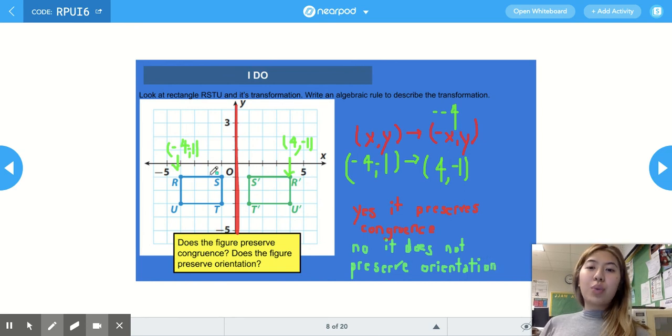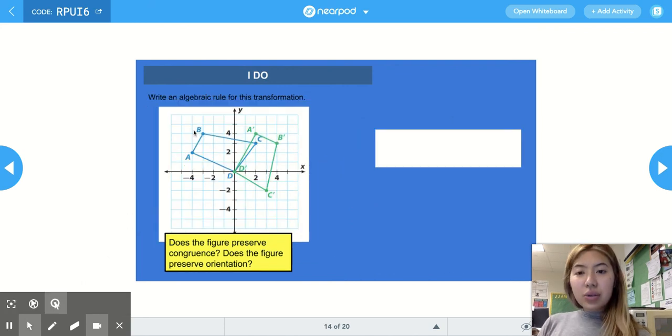Because even though the pre-image rectangle looks pretty much the same as the reflected rectangle, if you look, R that was once in the upper left-hand corner facing the left is now in the upper right-hand corner facing the right, or it's on the right side is what I mean. And in the original, R was on the left side. So it does not preserve the direction that it's facing.